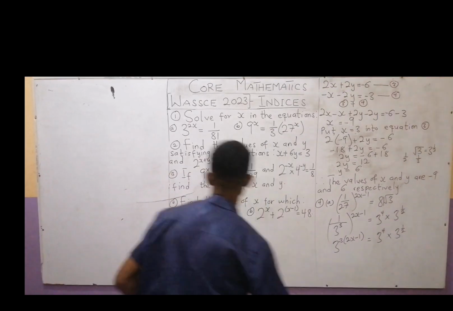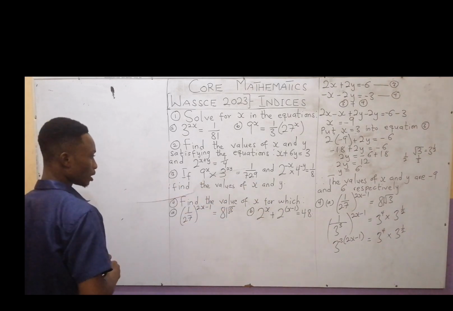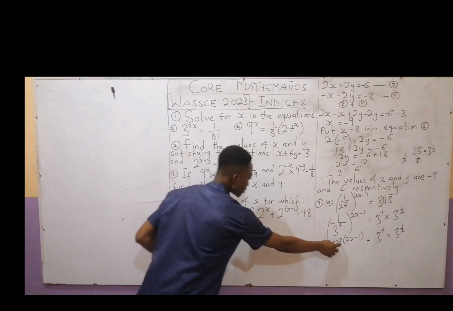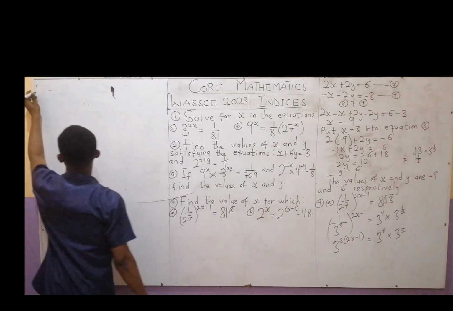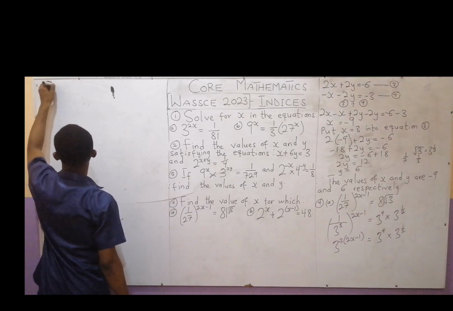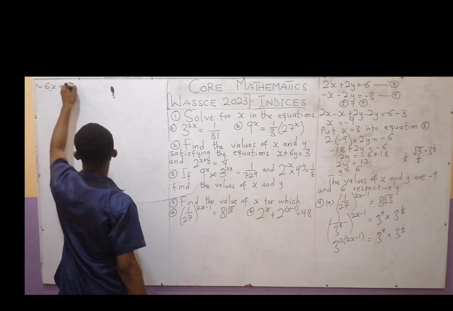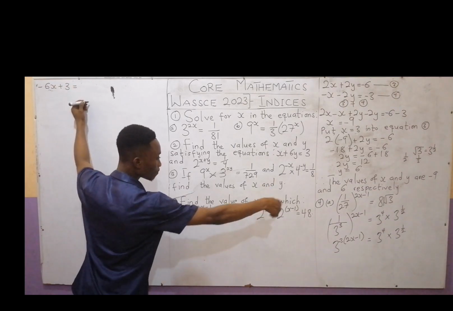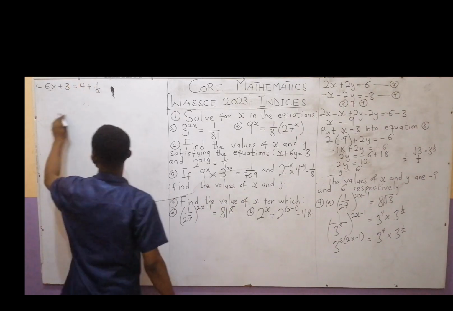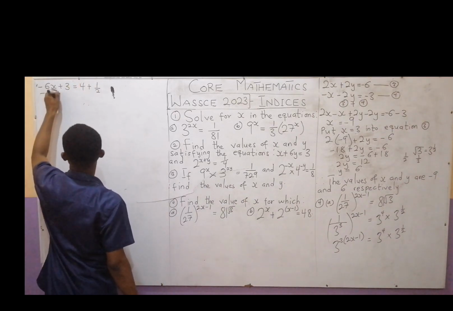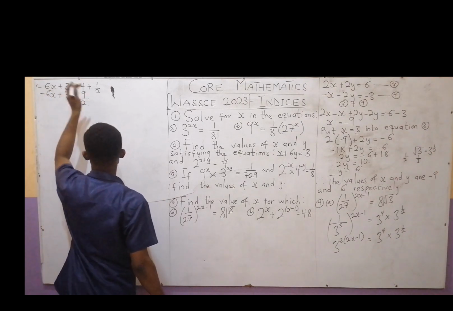So let's continue. Since the bases are the same, we can work with the base. Negative 3 is outside the bracket, so it multiplies everything in the bracket. Negative 3 times 2x gives us negative 6x. Negative 3 times negative 1 gives us positive 3. It's equal to, now, bases are the same, so we add 4 plus 1 over 2. So negative 6x plus 3 is equal to 4 plus half, which gives us 9 over 2 by using fractions.